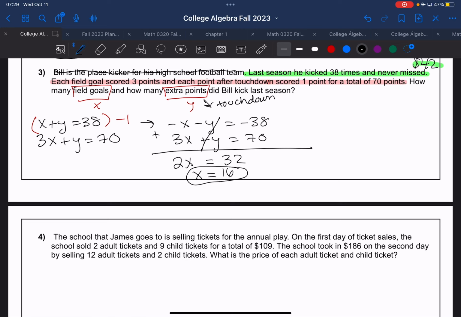Where are we going to plug in that 16 to find y? The first equation? No, the second equation. Does it matter? It doesn't matter. So you can choose first or second. I'm just going to go ahead and choose the first one.